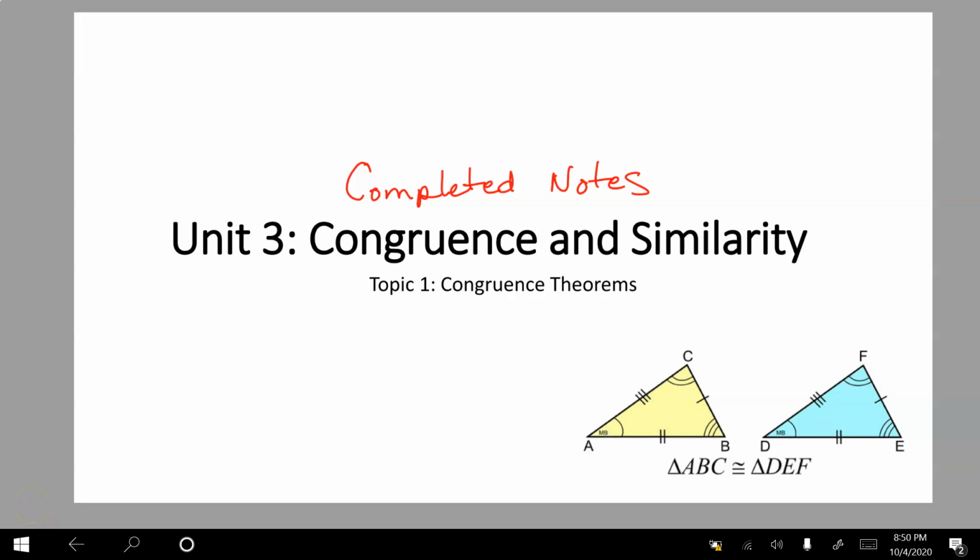Okay, class, welcome to the first day of Unit 3, Topic 1. Unit 3 is Congruence and Similarity, and Topic 1 is called Congruence Theorems.